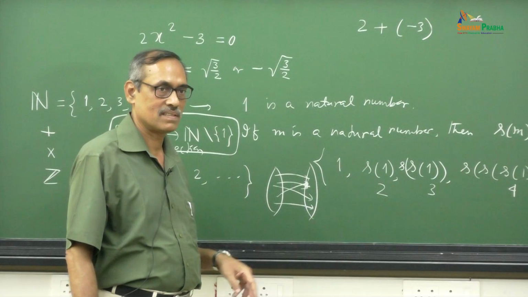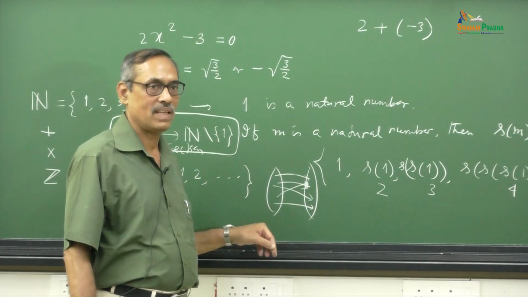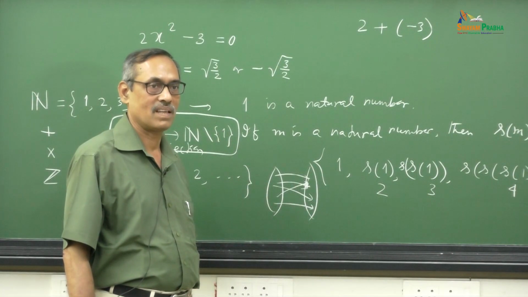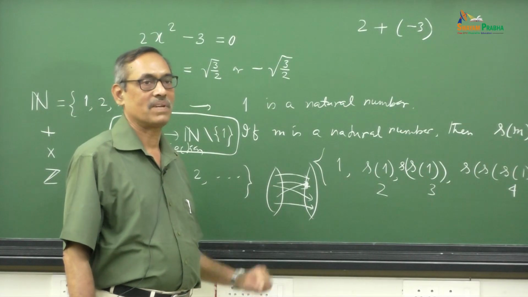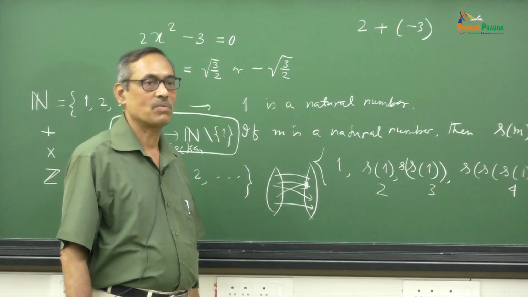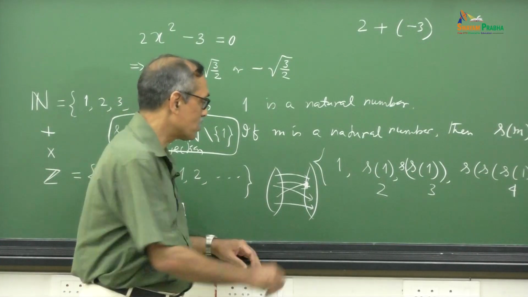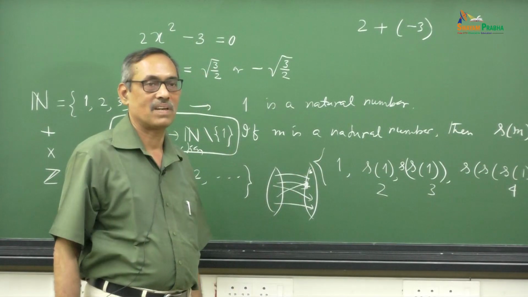Right? If you can't find two elements here which have the same image, that is, if x is not equal to y, then f(x) is not equal to f(y), that is called one-to-one. And it is onto if this situation doesn't happen.